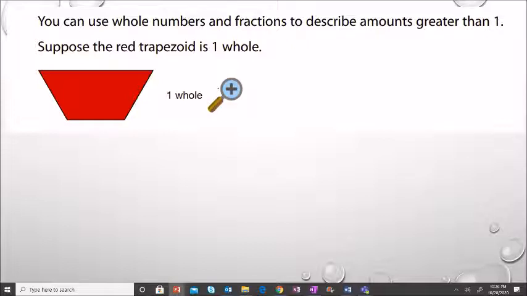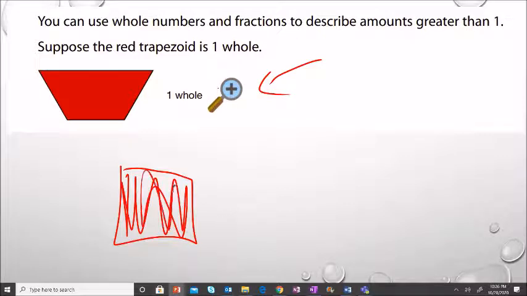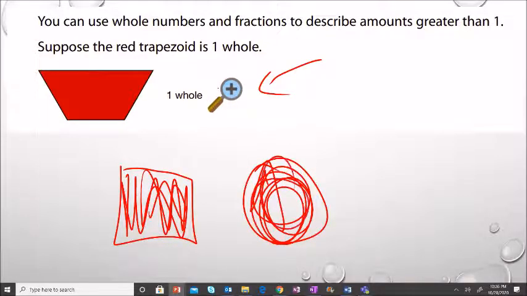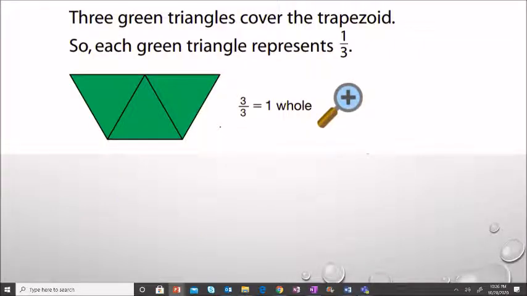So you can use whole numbers and fractions to describe amounts greater than 1. So suppose the red trapezoid is 1 whole, okay, and it has a great example here. Suppose this square is 1 whole, okay? Suppose this circle is 1 whole, alright? These are all examples of a whole, okay? So these green triangles cover the trapezoid. So each green triangle represents 1 over 3, okay? So we took the trapezoid, okay, and we made shapes out of it.